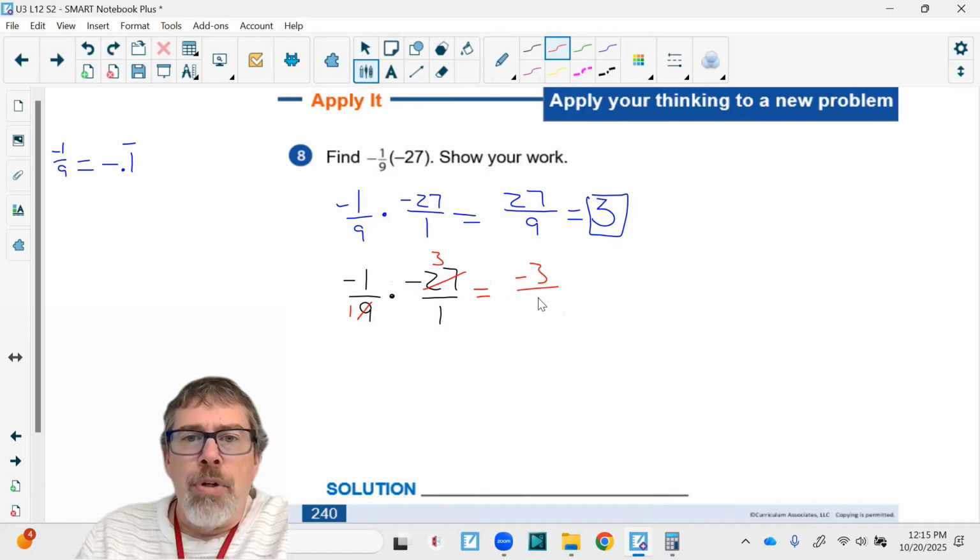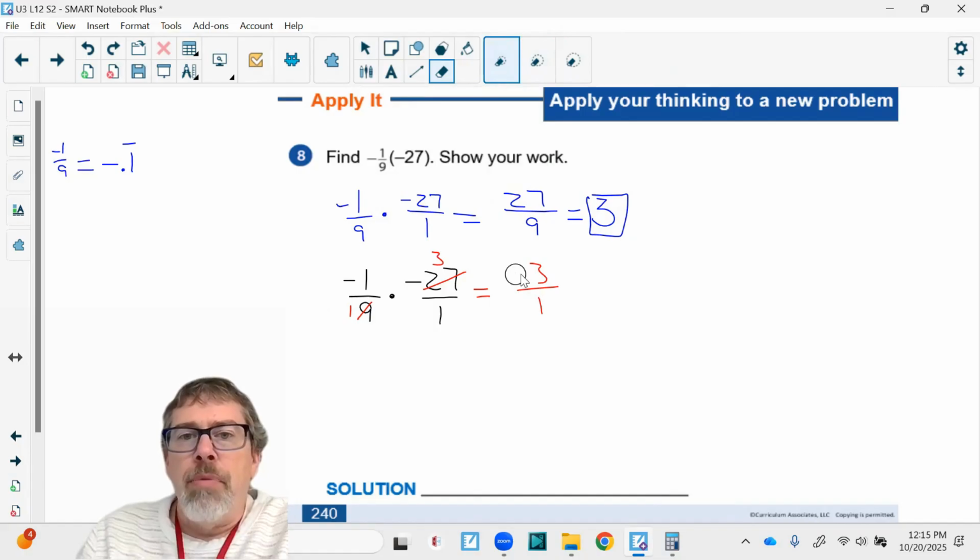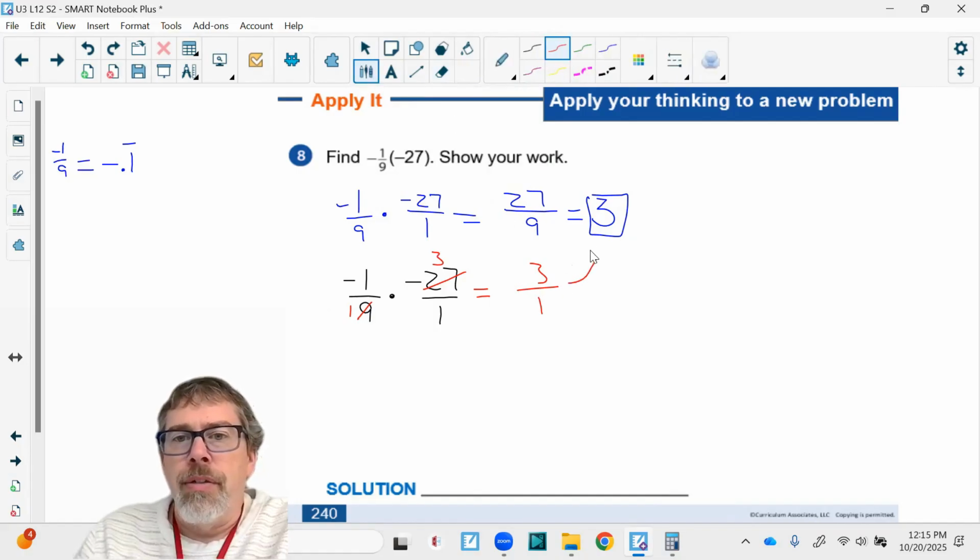And we get 1 times 1, which is 1. Okay. Whoops, I'm sorry, it's positive. Negative 1 times a negative 3 is positive 3. My fault. And we get 3 over 1, which is 3. Either way you do it.